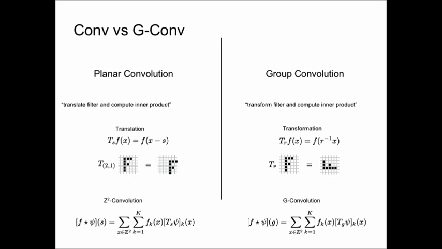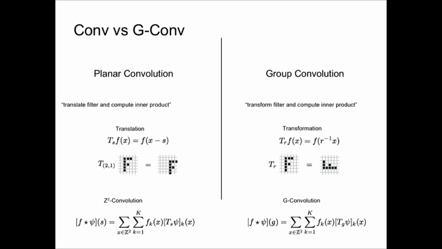For group convolutions, it's very similar. Instead of having a translation, you first define this operator T, let's say for a rotation, or any group element R, applied on F. That's the same as F applied on R inverse x, so the opposite rotation on x itself. So this is the operation T defined. If you visualize what T does on this F, it just rotates the image left.